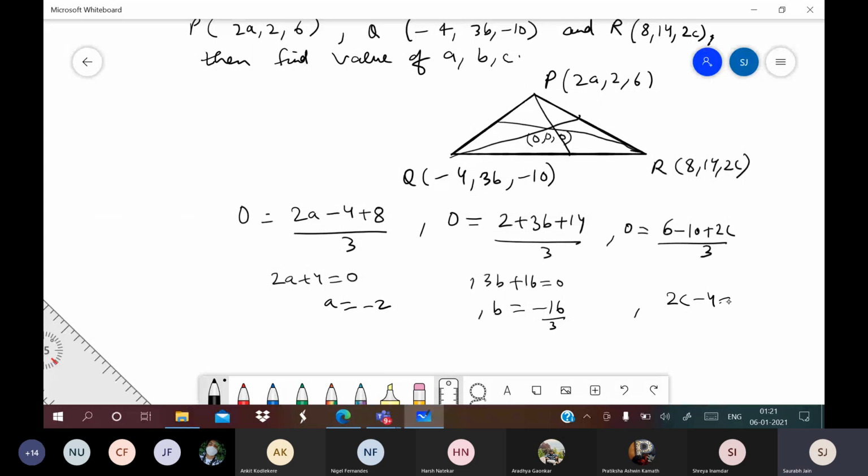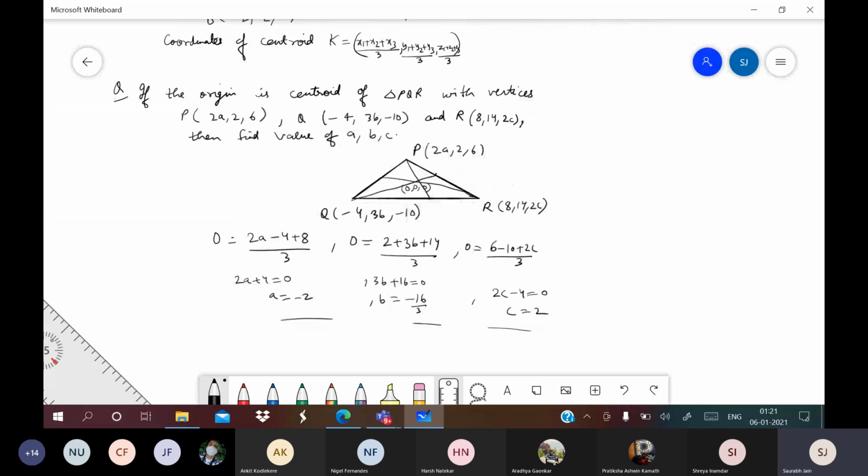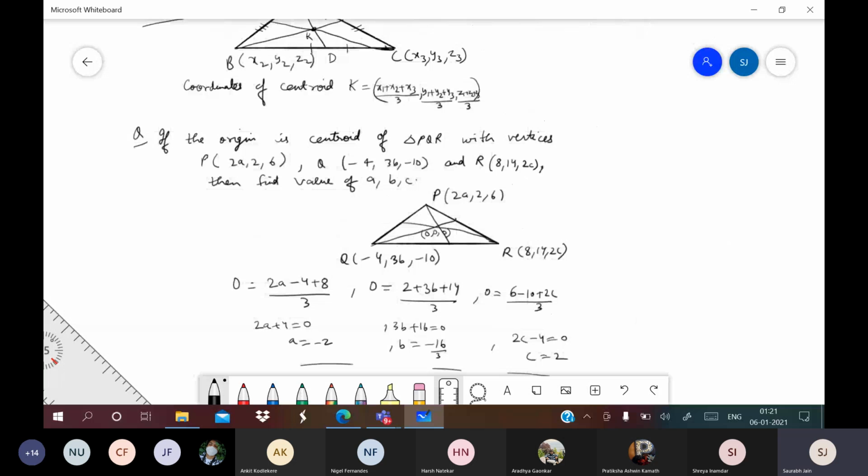And 2c minus 4 is 0, so c comes out to be 2. So a, b, and c, these are the values. Now you can see what you want.